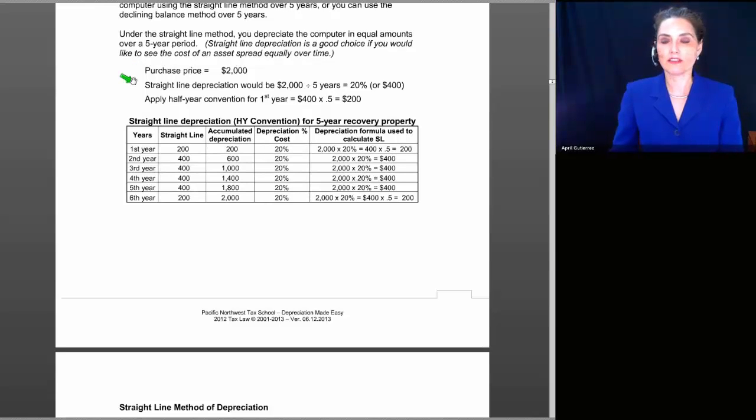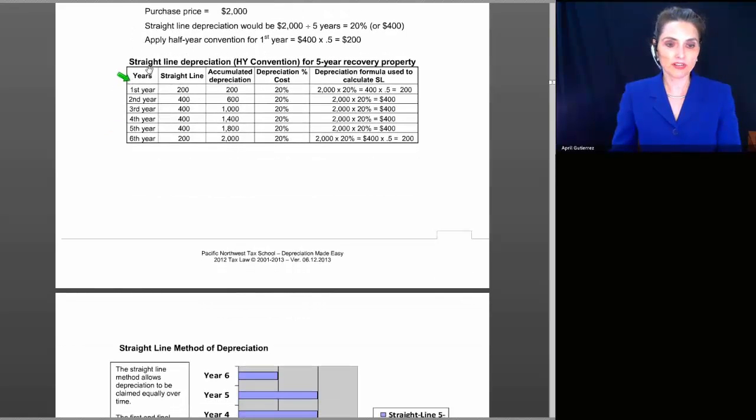And under the straight line method, depreciation would be $2,000 divided by 5 years, and that would give us 20% average depreciation for the year. But then we have to apply the half-year convention for that first year, and so in the first year we only get half a year of depreciation, or $200. So let's look at this table here, where I've essentially summarized the depreciable life of this computer.